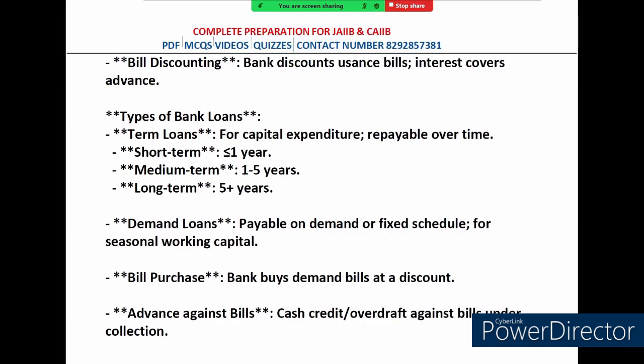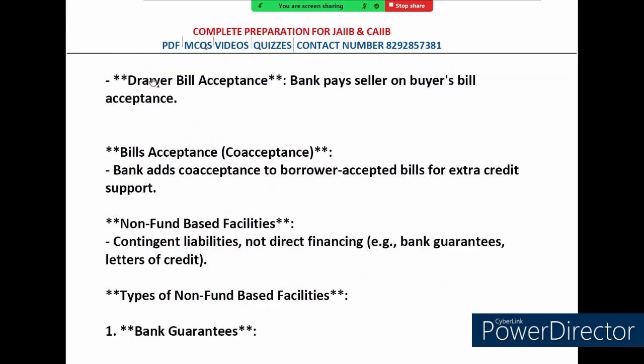So what is the purpose of bill purchase? It helps businesses get immediate cash by selling their bills. Advance against bill means providing cash credit or overdraft based on bills that are under collection, so it is used to get funds while waiting for the bill to be paid. Drawee bill acceptance: the bank pays the seller when the buyer accepts the bill.